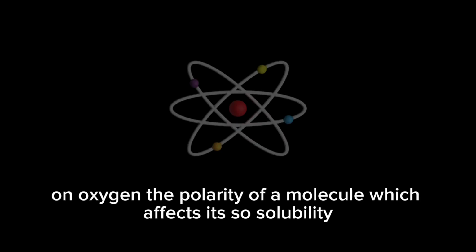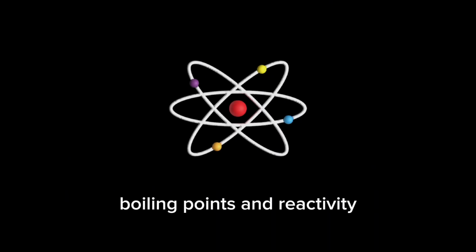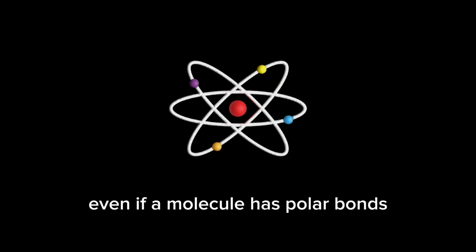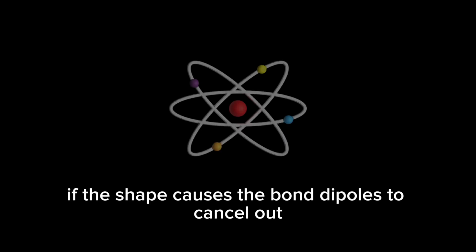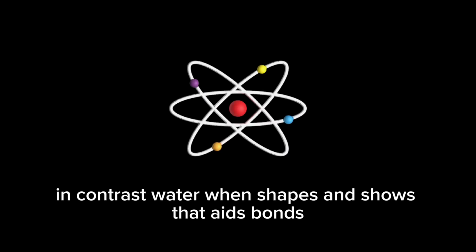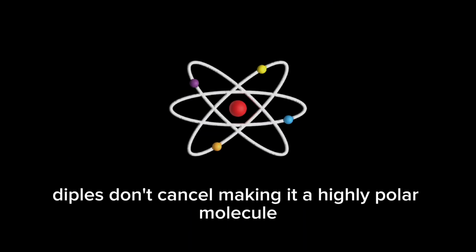The polarity of a molecule, which affects its solubility, boiling point, and reactivity, also depends on both the type of bond and the shape of the molecule. Even if a molecule has polar bonds, it can still be nonpolar overall if the shape causes the bond dipoles to cancel out, as in the case of carbon dioxide. In contrast, water's bent shape ensures that its bond dipoles don't cancel, making it a highly polar molecule.